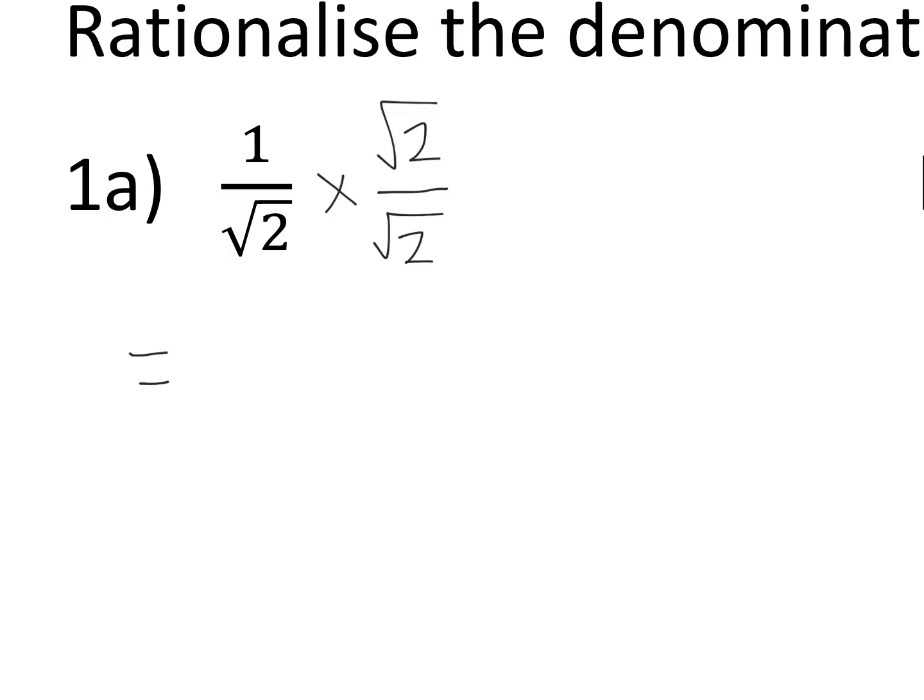So the numerator would be 1 times root 2, which is root 2. And the bottom would be root 2 times root 2. Now when we multiply a square root number by itself, that will get rid of the square root. So that will become 2. And now you can see the denominator is rational.